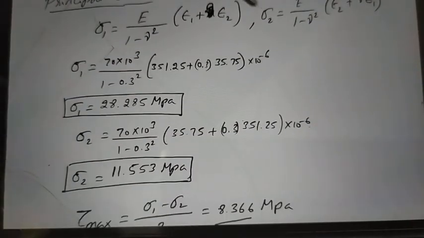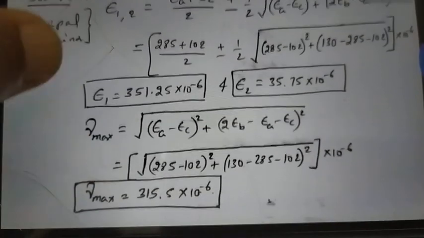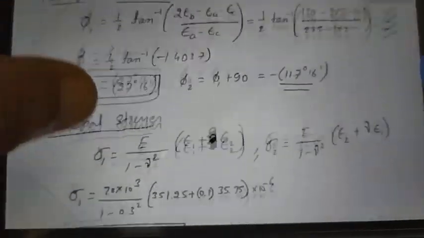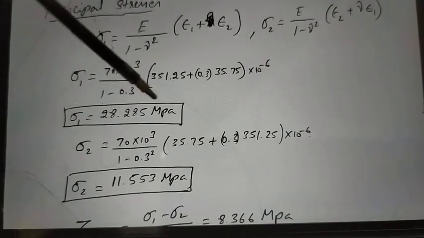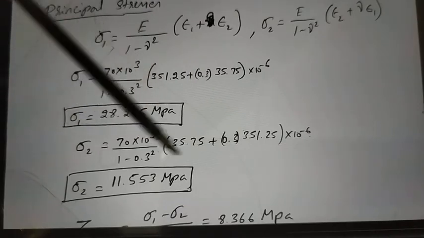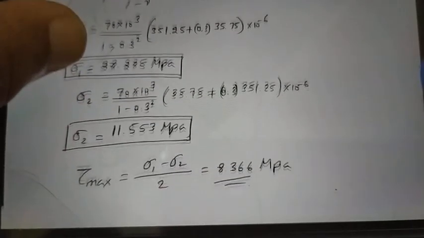You have substituted the Young's modulus, that is 17 into 10 raised to 3, and the nu value, that is 1 minus 0.3 square, and epsilon 1, the value which you have got by calculating, that is epsilon 1 and epsilon 2 values. You have to substitute similar values in here. You are going to get 0.3 as the nu value and 35.75 into 10 raised to minus 6. So you will get the values in megapascals, that is 28.285 megapascal. Similarly, according to the equation, you substitute here also and you are going to get a sigma 2 value.